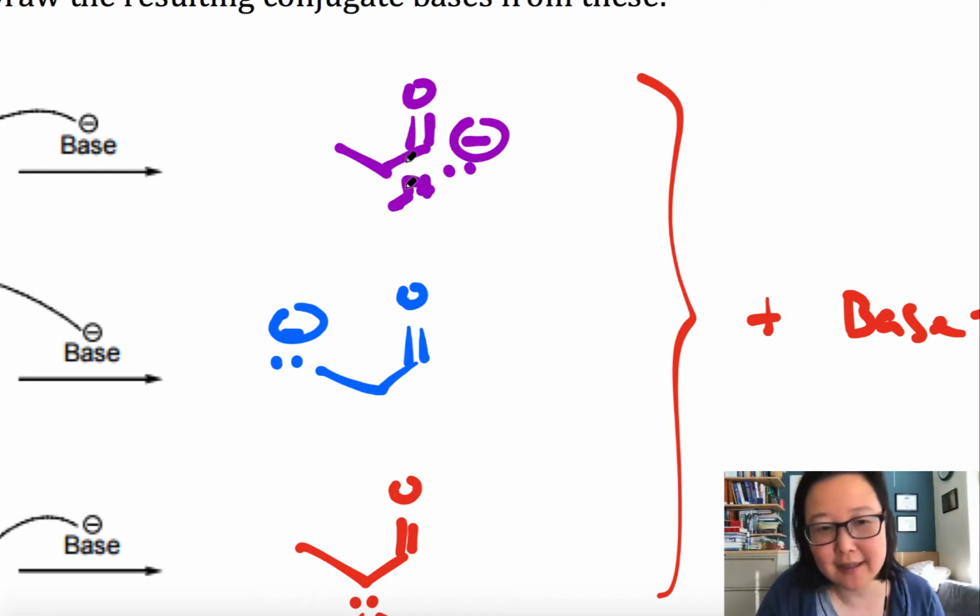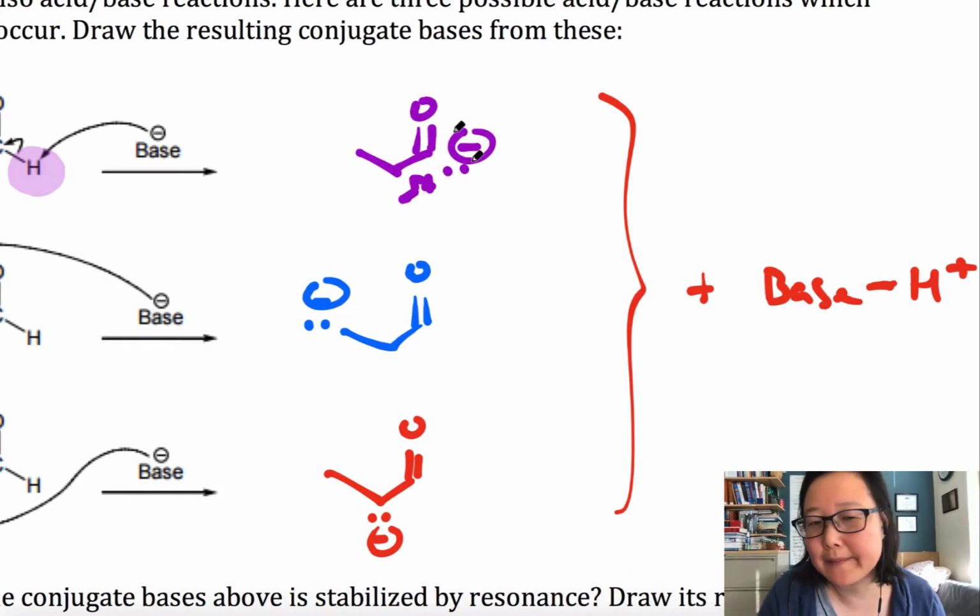Well, if that's a good electrophile, that's partial positive, then we don't want to have a negative charge on that carbon. It's very unstable to have positive next to negative, or even on the same carbon. It doesn't make sense. So this is not going to be very stable for that reason.